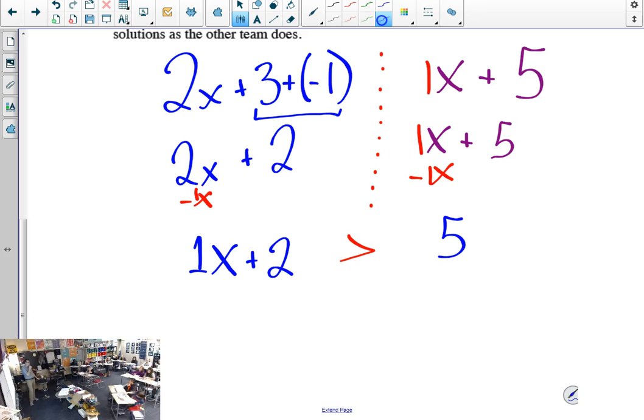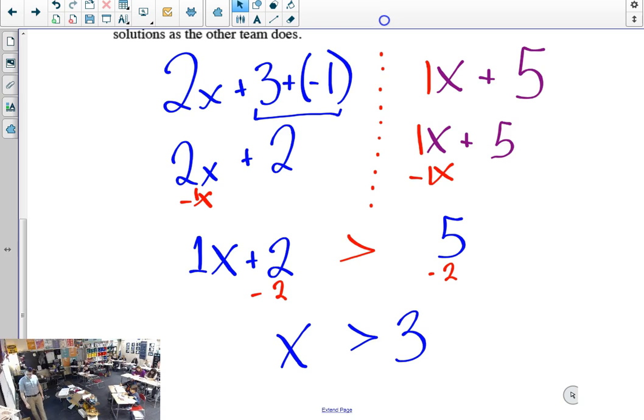Subtract 2 from A and then subtract 2 from 5. What kind of pairs is that? Balanced pairs gets me to x greater than 3.